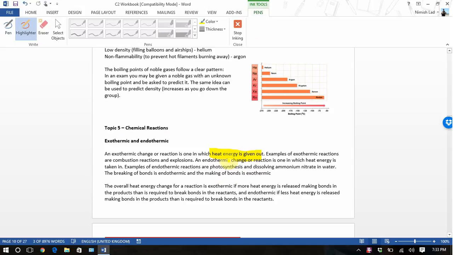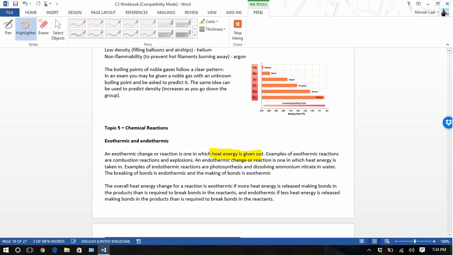Endothermic is where heat is taken in. Examples of this are photosynthesis or ammonium nitrate in water. The breaking of bonds is endothermic, so to break bonds you need to take energy in, and when you make bonds, that's exothermic. Making new bonds releases energy.